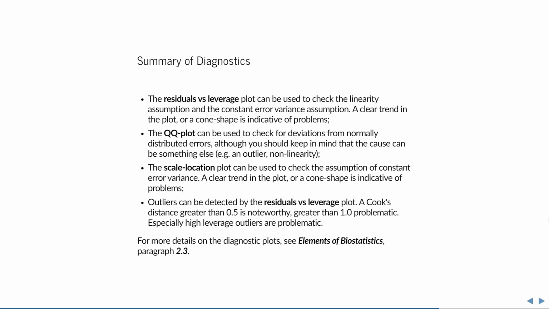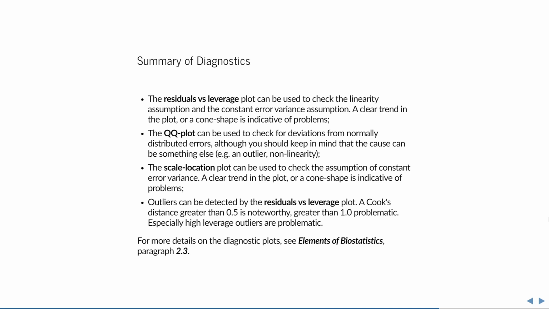So in summary, we've seen the residuals versus fitted plot, which can be used to check the linearity assumption and the constant error variance assumption. When there's a clear trend in the plot or a cone shape, that is indicative of problems. The QQ plot can be used to check deviations from normally distributed errors, although you should always keep in mind that the cause can be something else, like an outlier or nonlinearity. The scale location plot can be used to check the assumption of constant error variance, and when there's a clear trend in the plot or a cone shape, then that is indicative of problems, so non-constant variance.